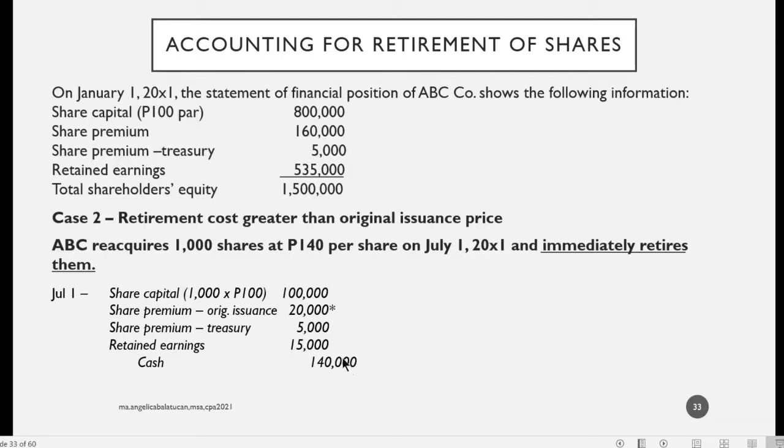And the balancing figure is on the debit side. So 120 here and then credit 140, so the balancing figure is 20,000. Where do we allocate it? The rule is first we need to allocate it to any existing balance of the share premium treasury, which has 5,000, so we charge it first to the 5,000. And the remaining amount would be charged against the retained earnings.